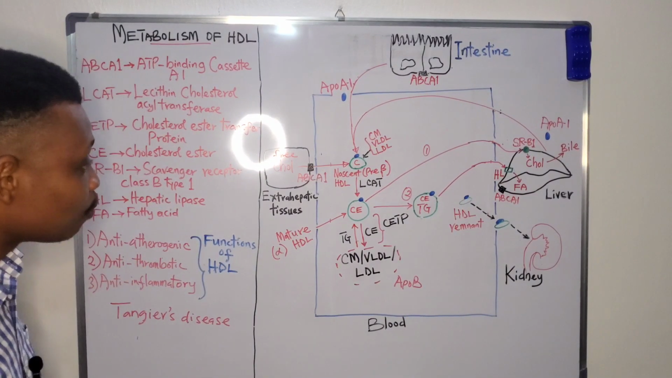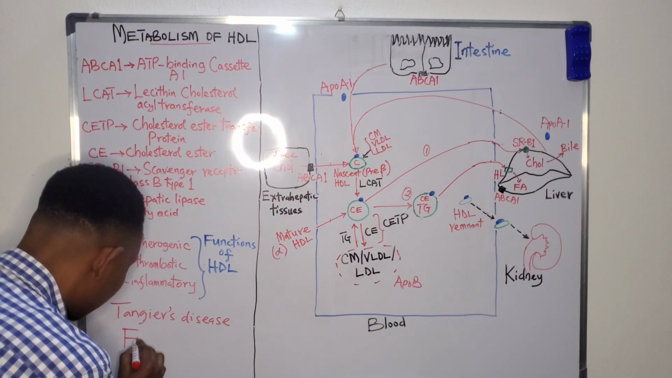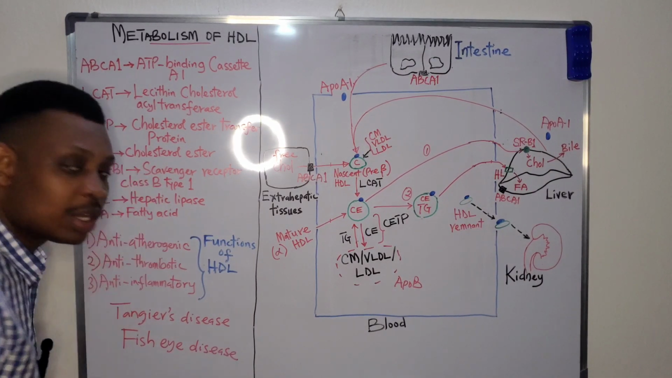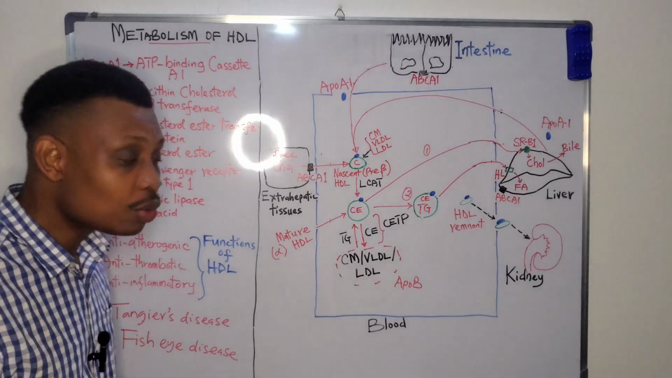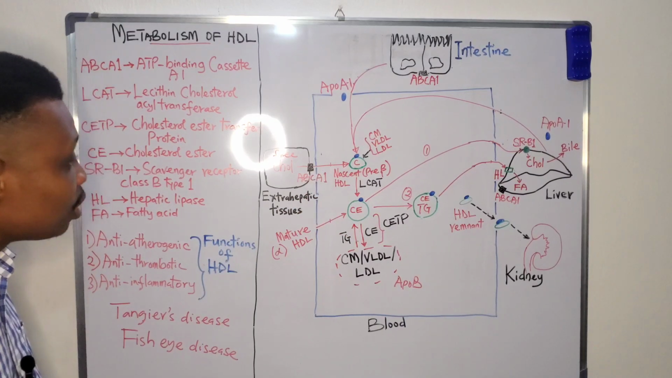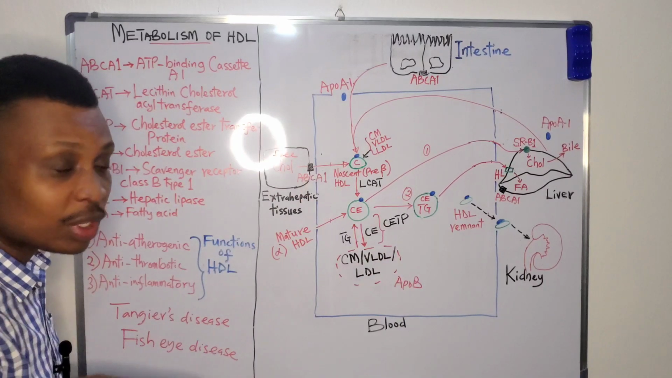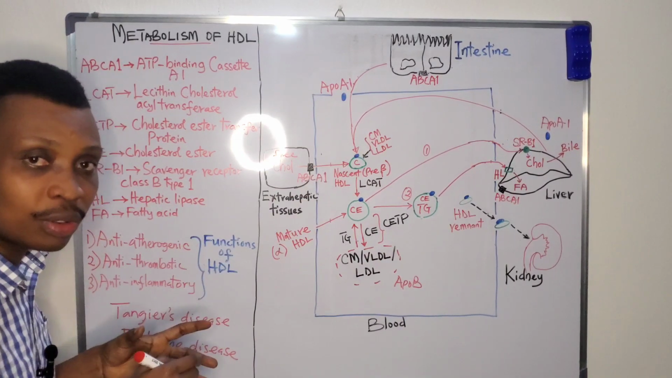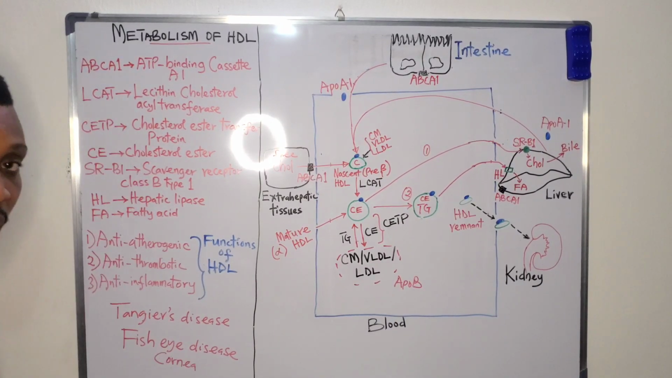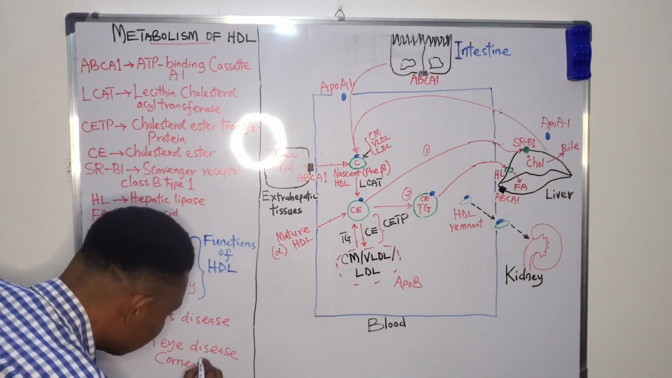For example, we have a condition known as fish eye disease. Now, this fish eye disease is a condition where there is deficiency of LCAT. And because there is deficiency of LCAT, there will be accumulation of free cholesterol and phospholipids in the various tissues. And that will result in the deposition of free cholesterol in the cornea of the eyes, and that will increase the opacity. So there will be corneal opacity.